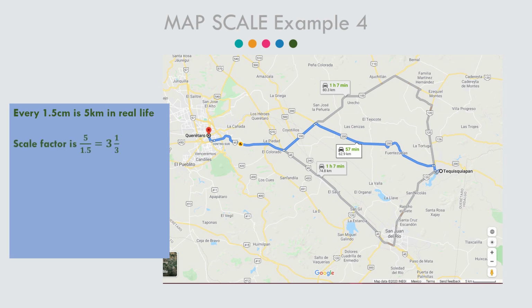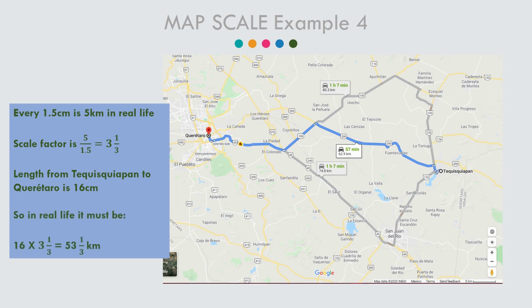If you're not sure why, think of it this way. Do you want to multiply up to get a bigger number or down to get a smaller number? Well, we want to multiply up to the big number in kilometres. If we did the calculation the other way around, then we would end up with a smaller number, and that doesn't make sense. The length of the line from GCSE to Querétaro is 16 centimetres. So in real life, it must be 16 multiplied by 3 1/3, which equals 53 1/3 kilometres.